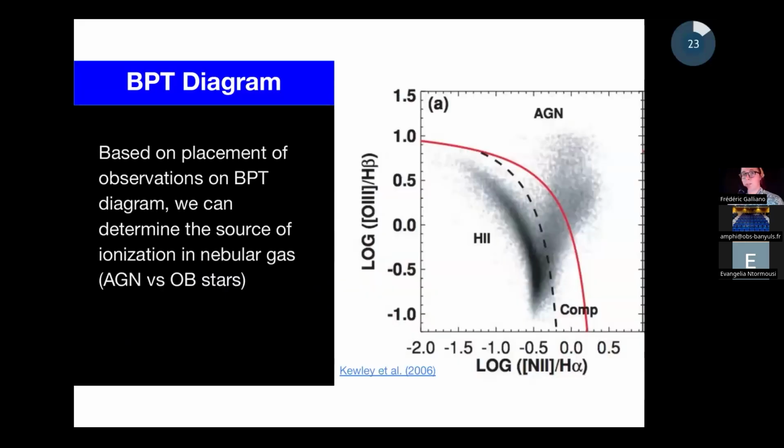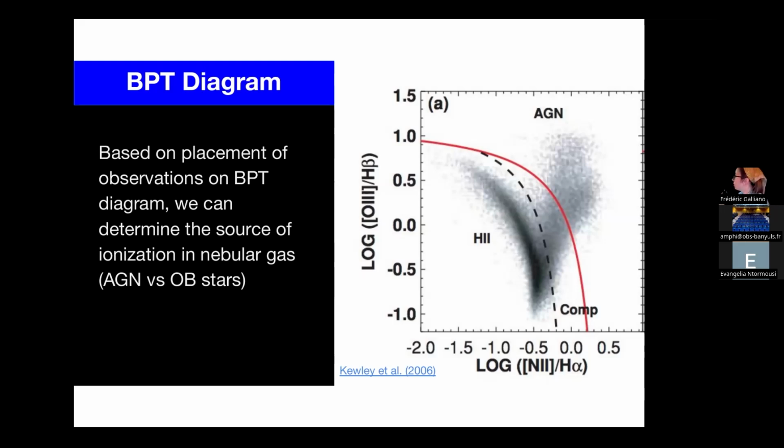With emission line measurements from CIGALE and Cloudy, we plotted our data on a BPT diagram. This is not showing our data. This is just an example of a canonical BPT diagram where we show the ratio of ionized emission lines to H beta and H alpha.